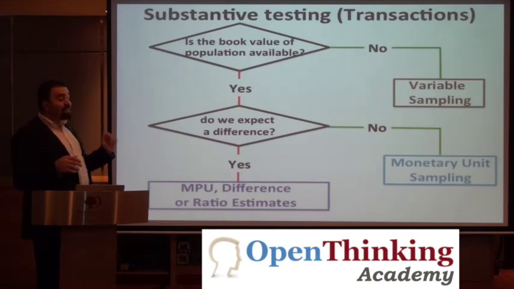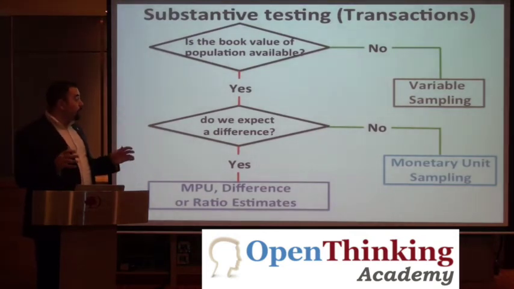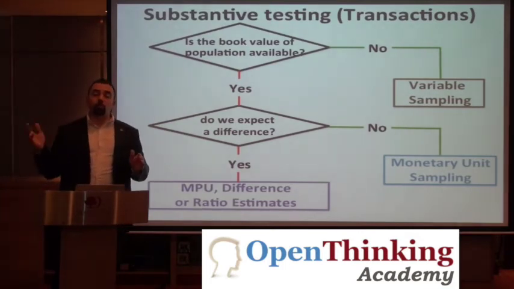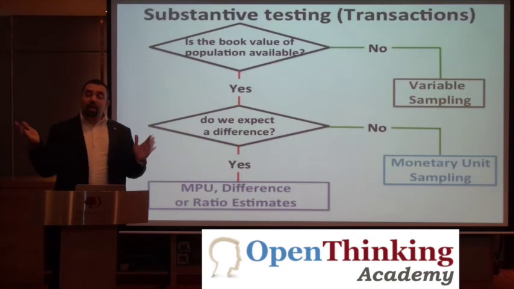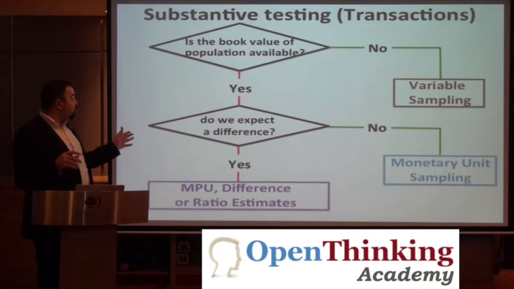If we believe the invoices, yes, we have the total number of invoices, we know exactly the total. So we ask another question. Do we expect a difference? Are we expecting that there is a difference in the invoices? If we don't expect a difference, we use monetary unit sampling, which is probability proportional to size. We select the sample based on the dollar amount and we do the testing.